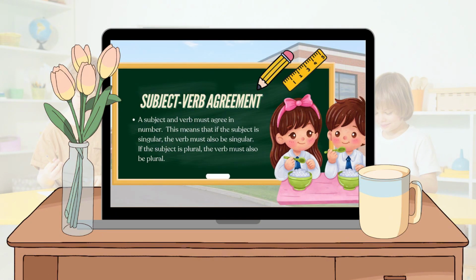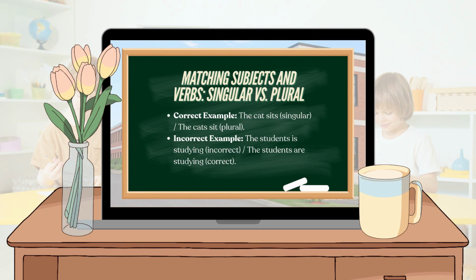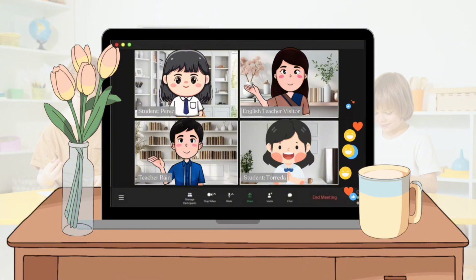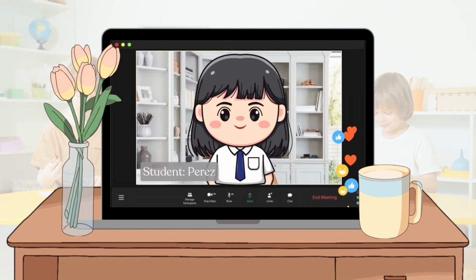This is where the verb needs to match the subject in number, whether it's singular or plural. For example, the cat sits on the mat is correct because cat is singular and sits is the singular form of the verb. But if we have multiple cats, we need to use the plural form. Okay, the cat sit on the mat. Okay, get it. But why is this so tricky for us ESL learners?